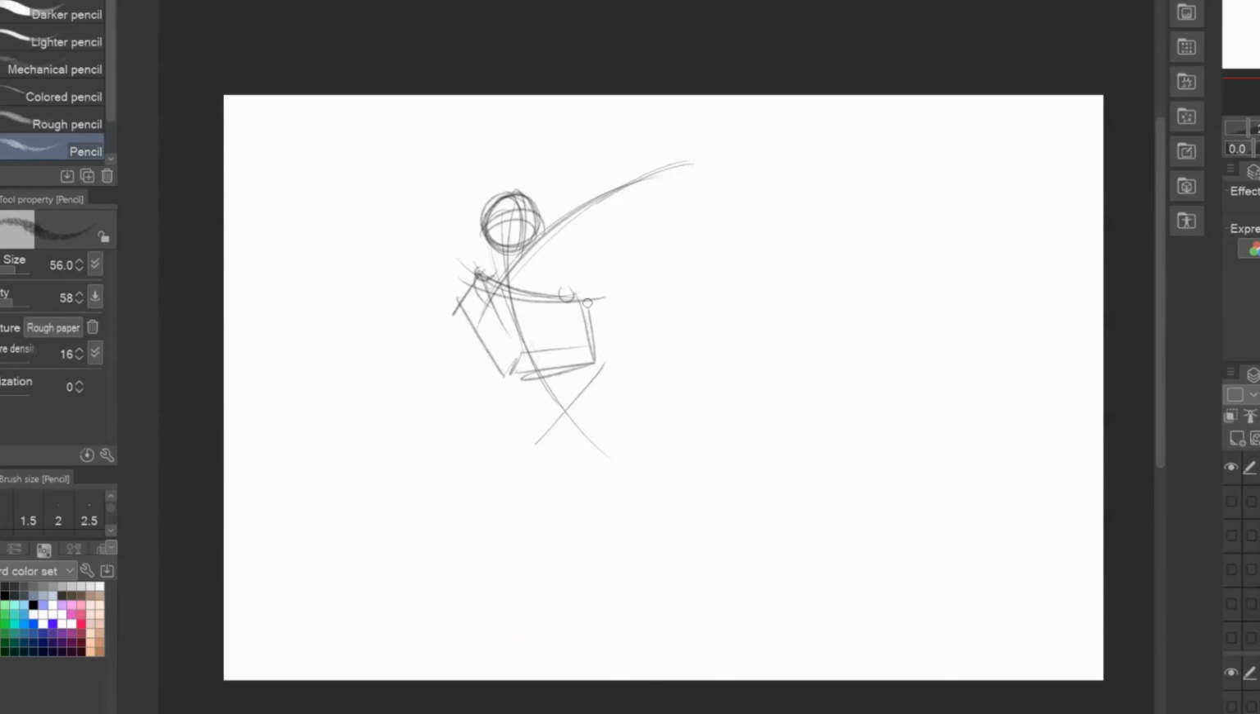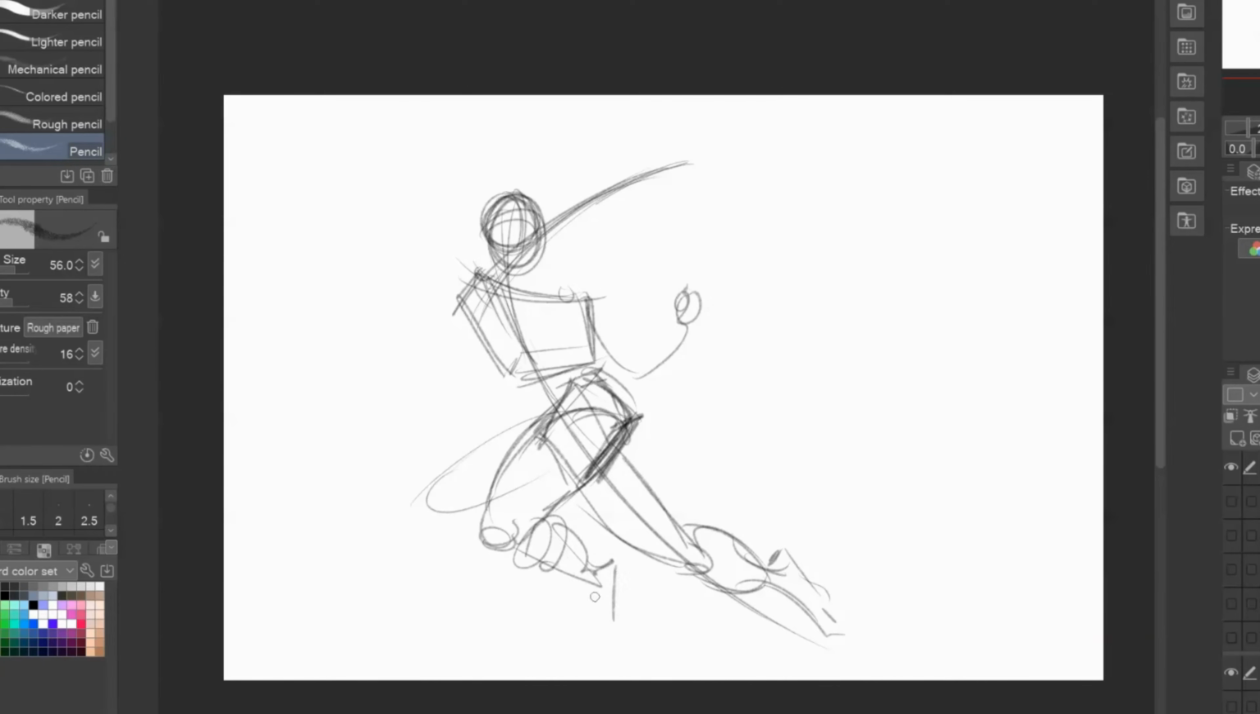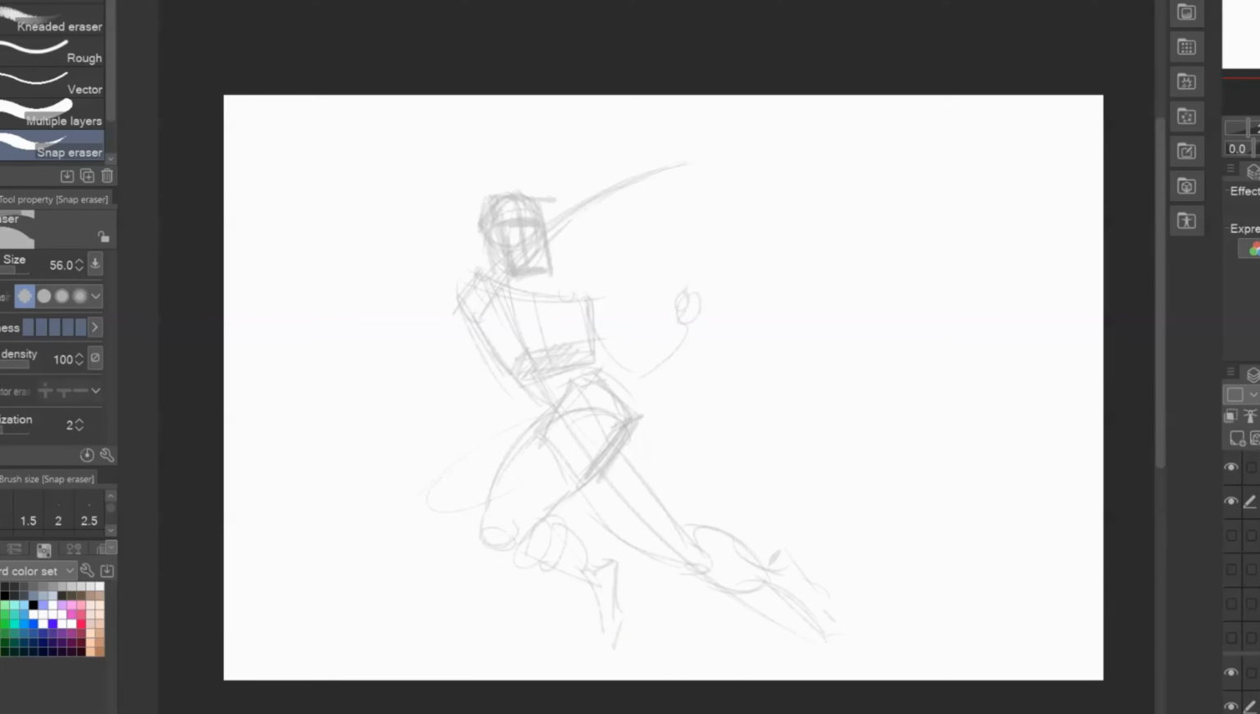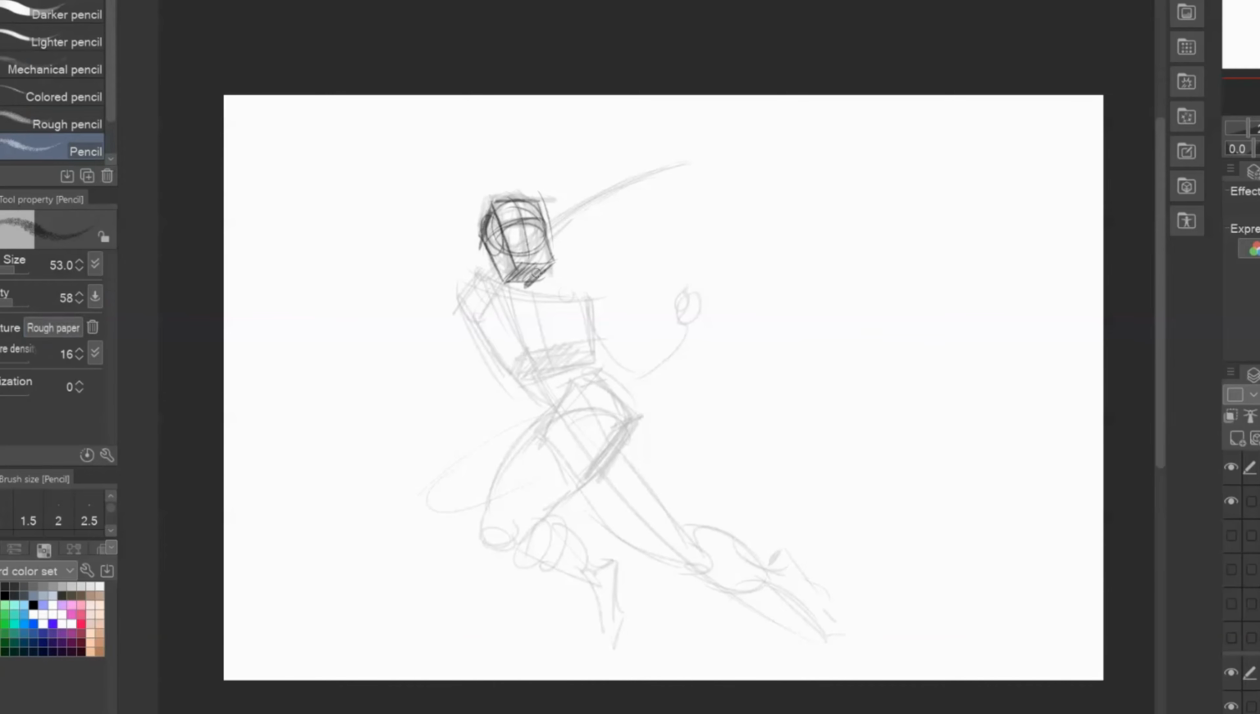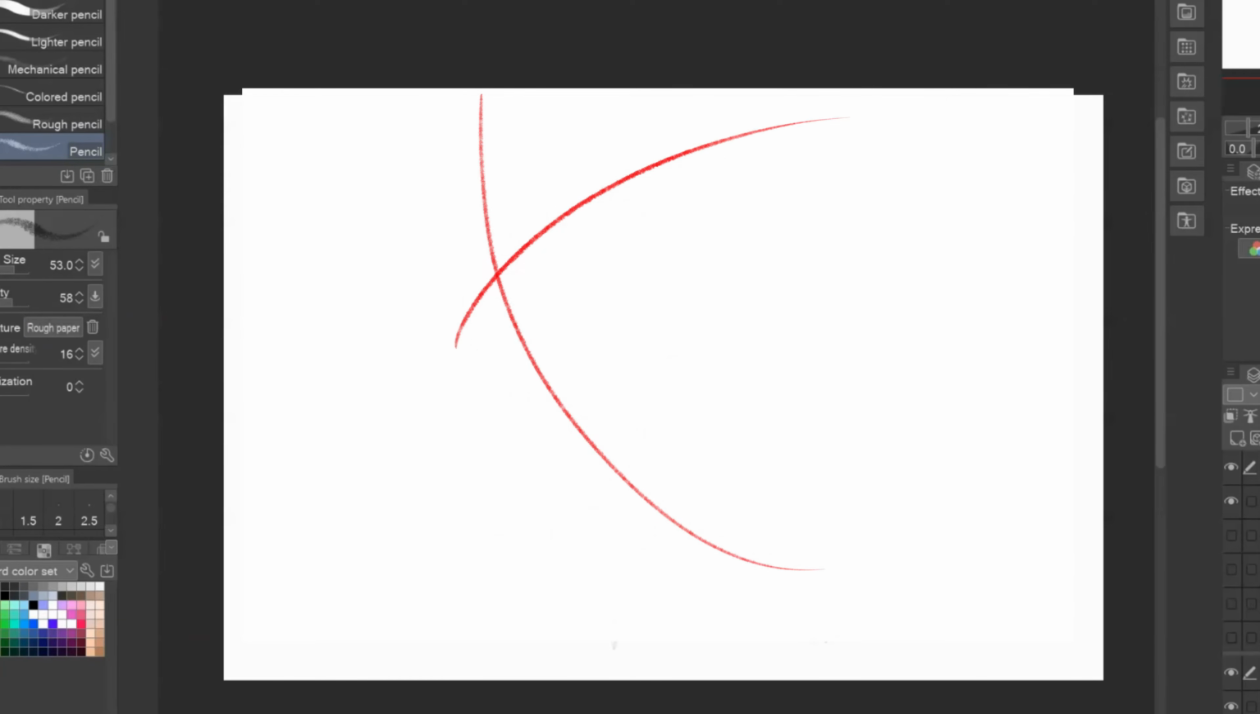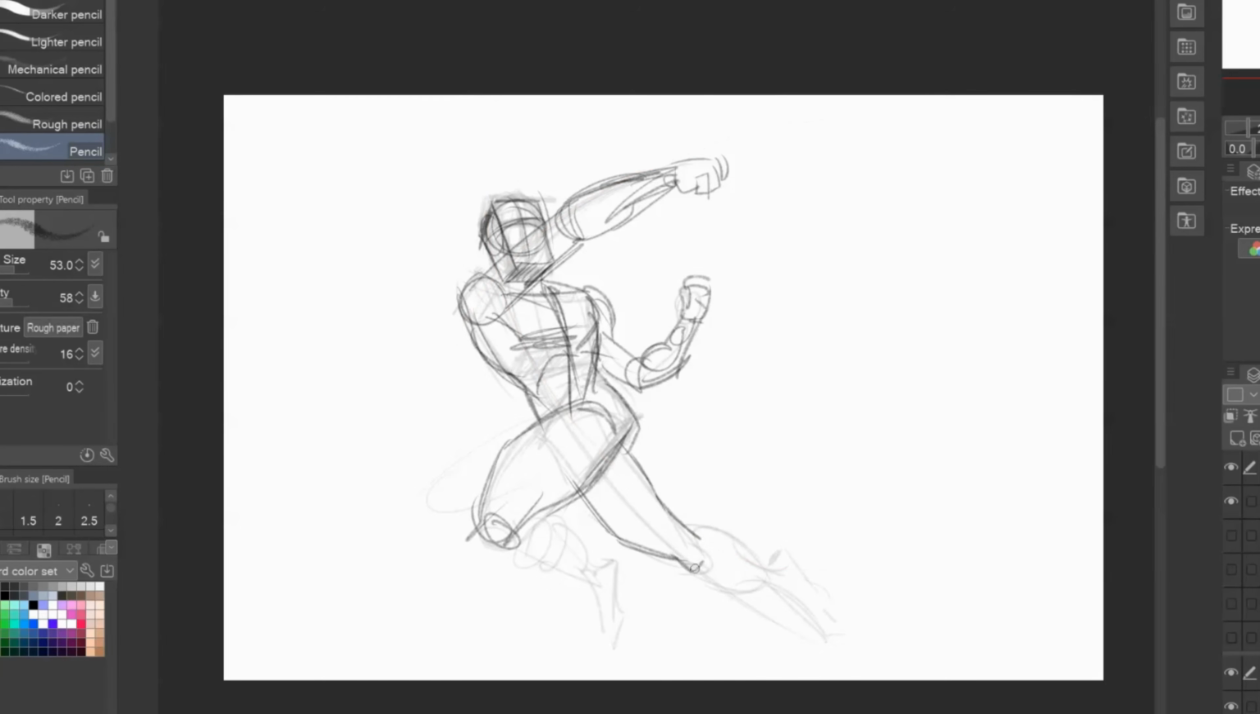How do we do that? Well, the first step is finding our line of action. Let's look at that. A line of action, or a flow line, is our quick and loose gestural lines of movement. It's our initial indication of our character's action pose and movement. These red lines indicate my initial lines of action for this pose.